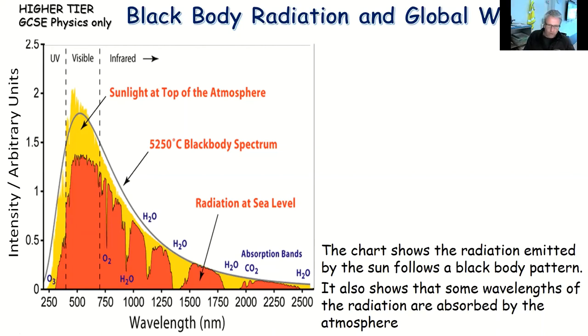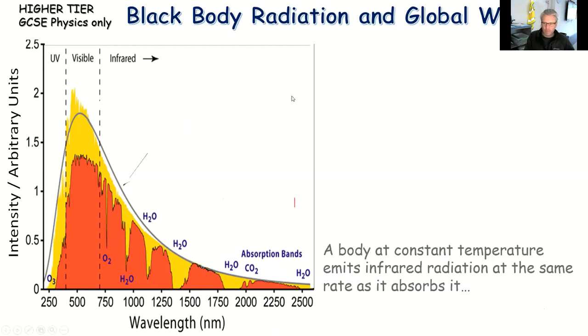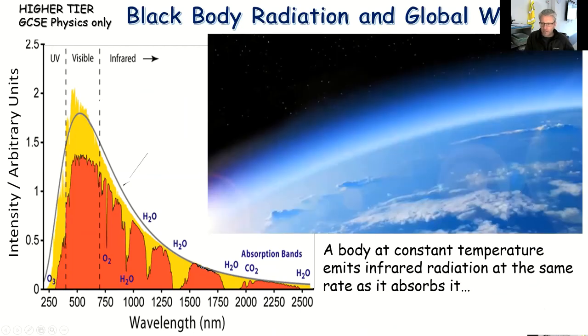But other areas are also being absorbed. Now this is really quite important. It's important for global warming because a body at constant temperature emits infrared radiation at the same rate at which it absorbs it. So the Earth, we want the Earth to be at a more or less constant temperature. Now this is going to be really important because there's the sun's energy. The energy that is reaching the Earth's surface is shown by the red area on the graph just there, and we know that the amount of radiation we absorb and emit needs to be in balance if we don't want to get warmer overall. So this is what happens.